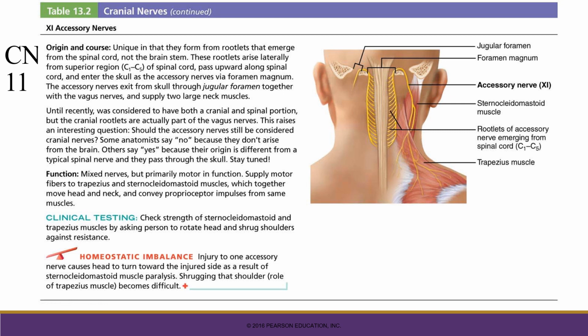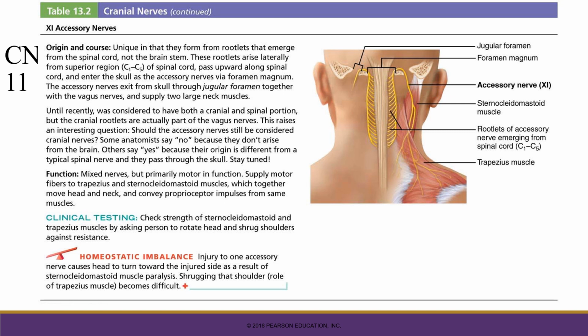Function, mixed nerves, but primarily motor in function. Supply motor fibers to upper trap and SCM, which together move the head and convey proprioceptive impulses from the same muscle. So a lot going on with this cranial nerve 11. It's going to be part of that kind of drive your shoulder up into your ear to protect your neck and kind of flinch posture.